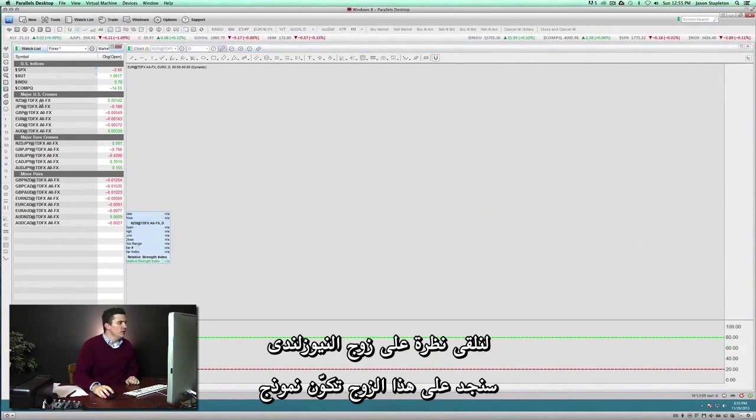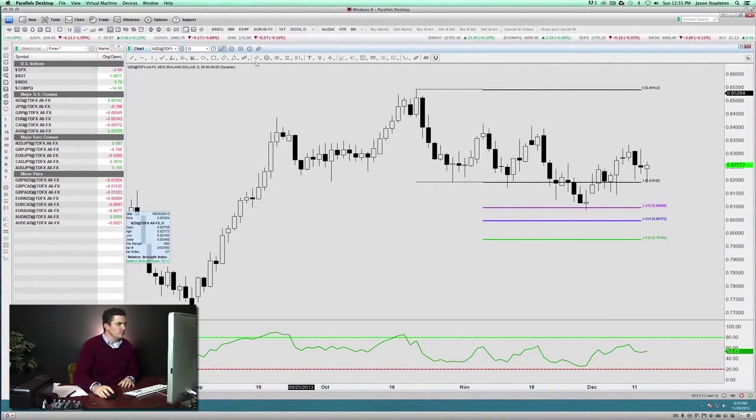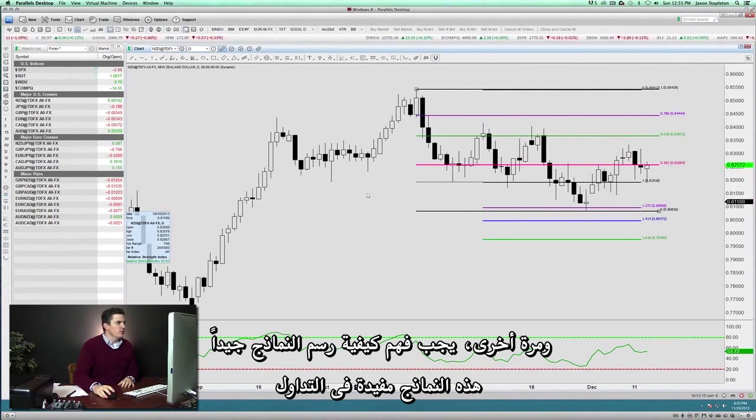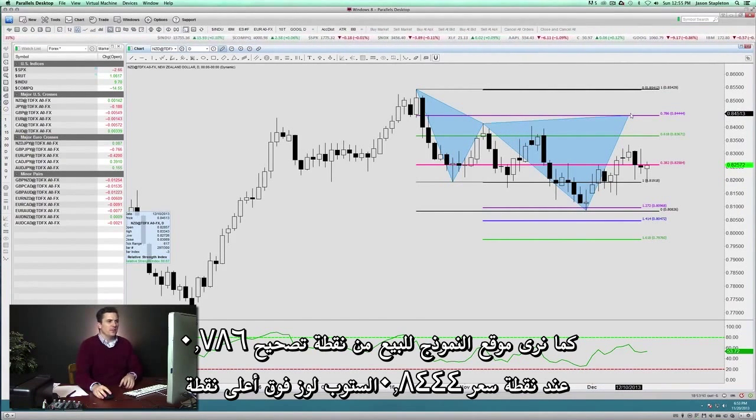Let's take a look at New Zealand. We actually have a cipher pattern setting up here. I'm going to go ahead and draw that in for you by grabbing a couple of Fibonacci tools. And again, guys, if patterns aren't something that you're familiar with, or if you haven't ever invested the time to actually learn them, they're extremely powerful. As you can see, the cipher pattern is setting up here, looking to sell the 786 at around 84.44, stops again above the highs.